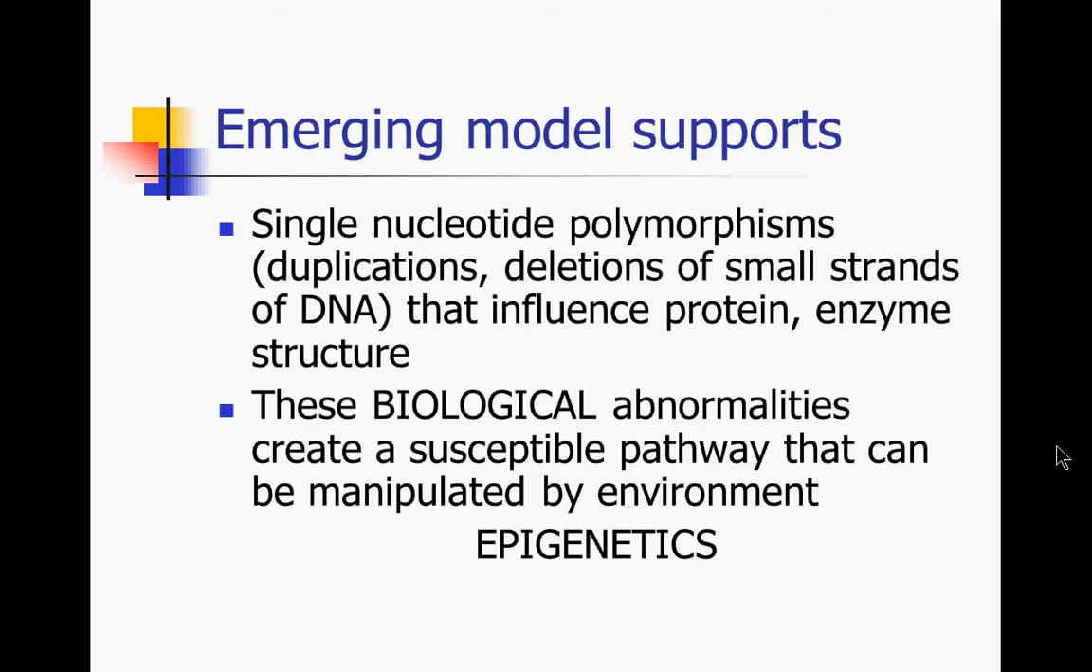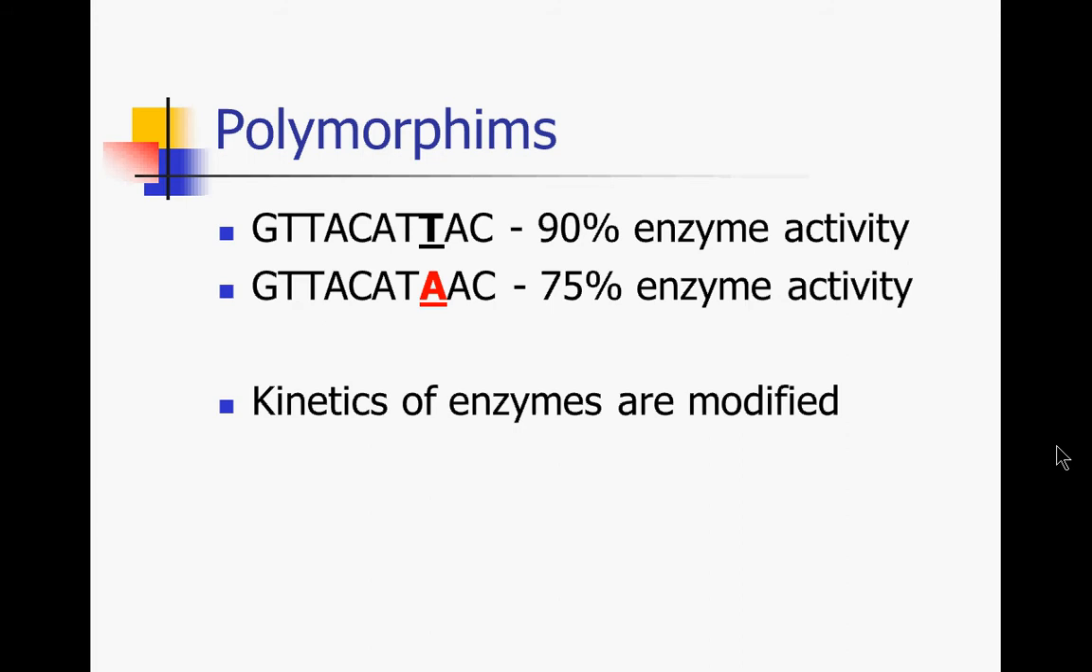So this is known as epigenetics. The environment influences our genes and how they react, and our genes are therefore presenting enzymes that are structurally different than the normal population. So an example of polymorphism is we have the genetic sequence GTTACA-TTAC, and this gives us an enzyme that has about 90% activity. Then we have the same gene, GTTACA-TA, and then the one base pair is AAC. And what that does is it creates an enzyme activity that's only 75% of the normal value. And so this is called the kinetics of the enzyme being modified.